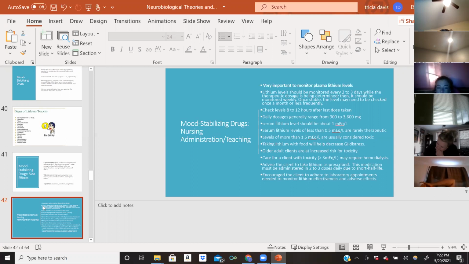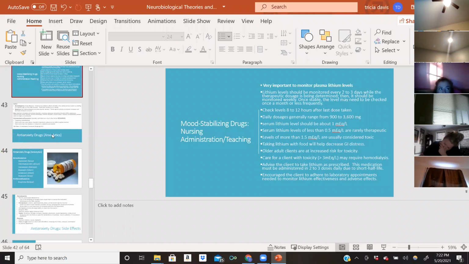You want to do education and advise the patient to take the lithium as prescribed. It must be administered in 2 to 3 doses throughout the day because it has a very short half-life. So you can't just give it in the morning and expect it to last all day because it won't. So typically they need several doses throughout the day. And then encourage the patient to adhere to laboratory appointments that are going to be needed to monitor lithium effectiveness and those adverse side effects.